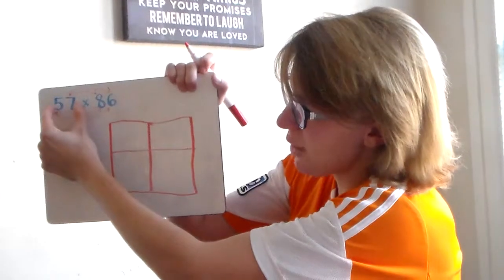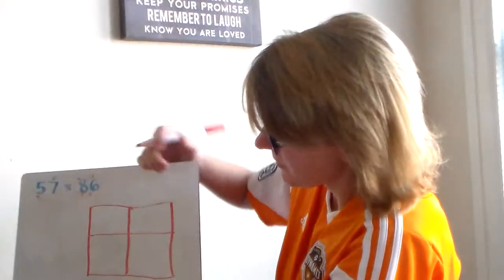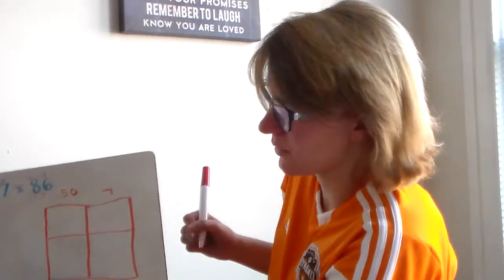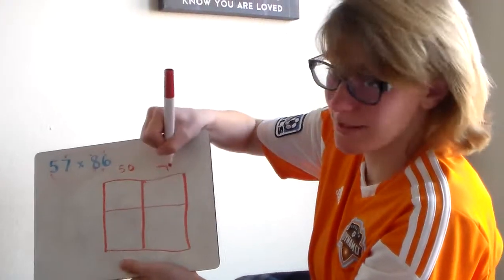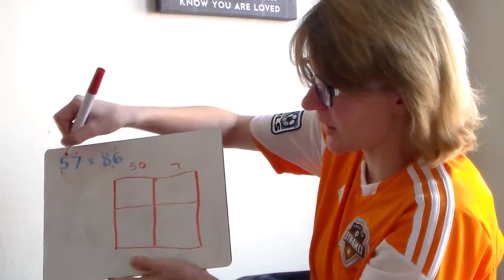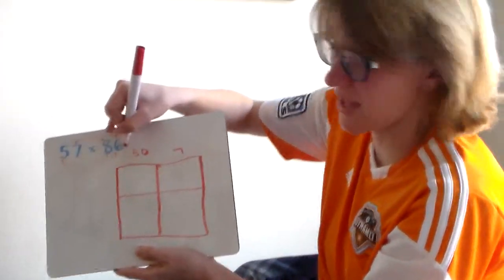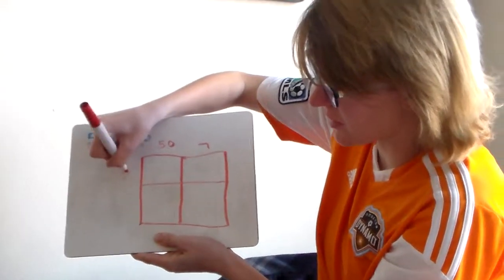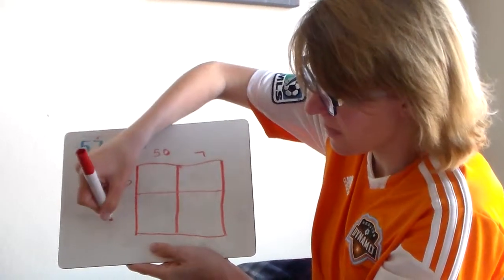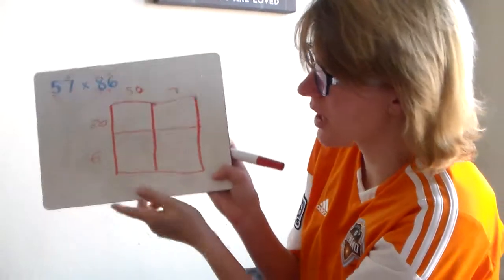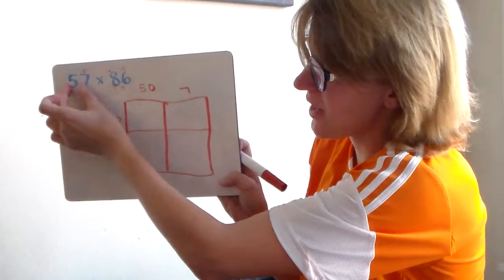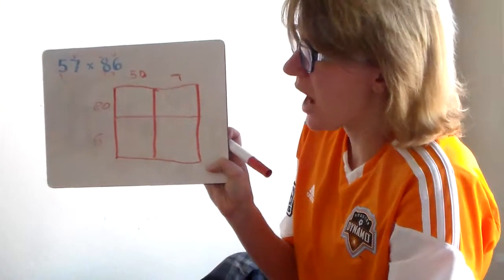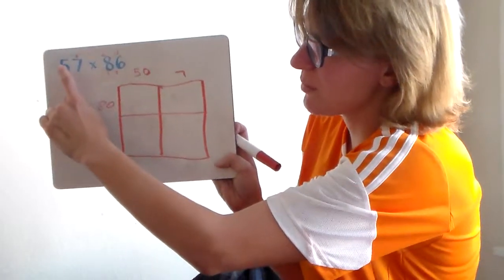Okay? Now I'm going to decompose. I'm going to break this number 57 into 50 and 7. Hopefully that makes sense. I keep 57 together because it's part of the same number. Now I'm going to take 86 and we're going to break it up into 80 and 6. So all we've done so far is decompose 57 into 50 and 7 and 86 into 80 and 6. Now what needs to happen is our first distributing.